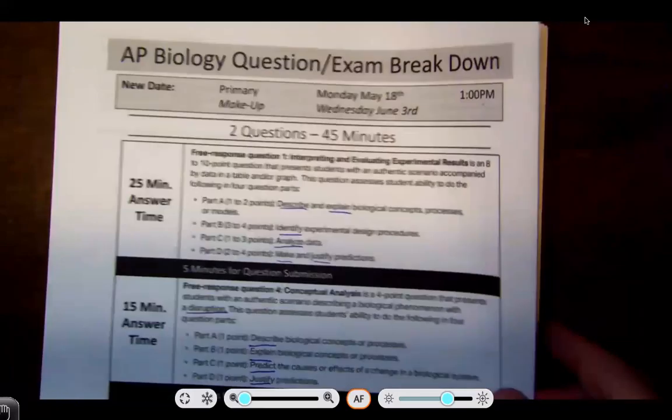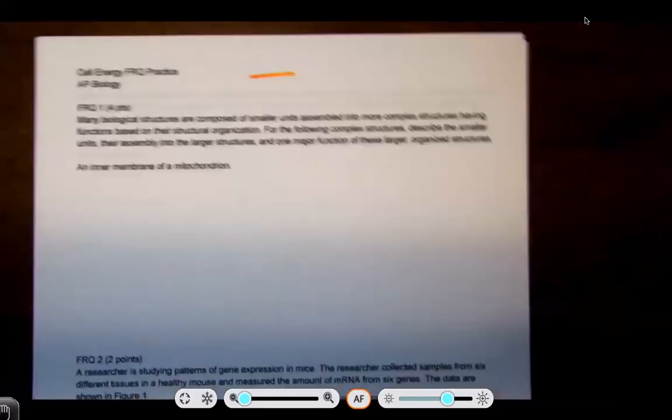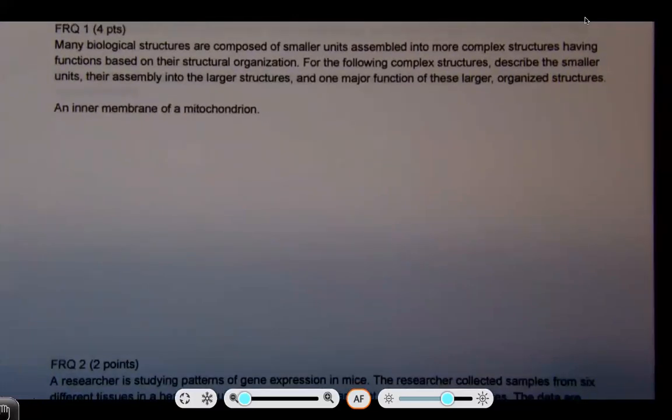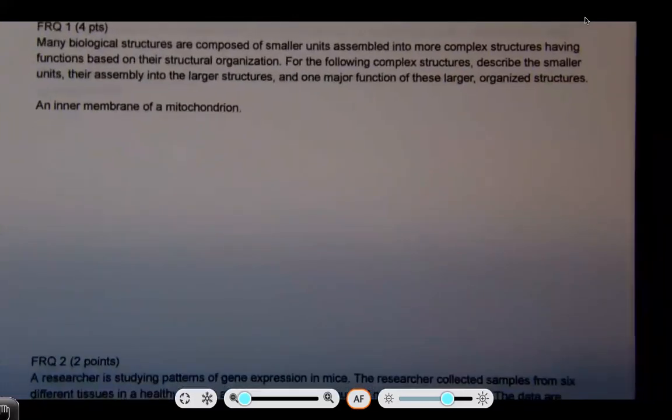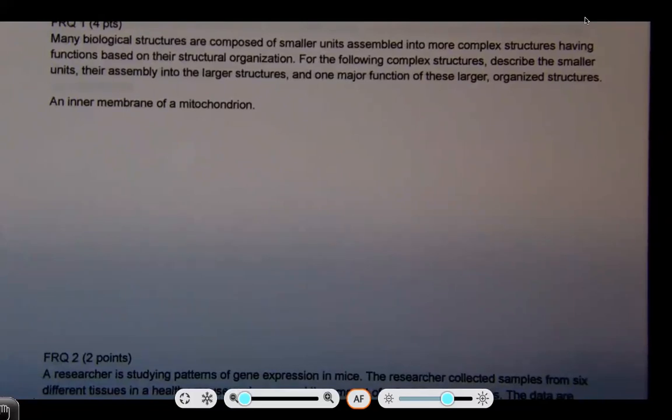Okay, so looking at cell energy FRQs. I'm going to zoom in a little bit so we can see the questions a little easier. Now, FRQ1 is simply an informational FRQ, which means that it will not show up on the AP test.